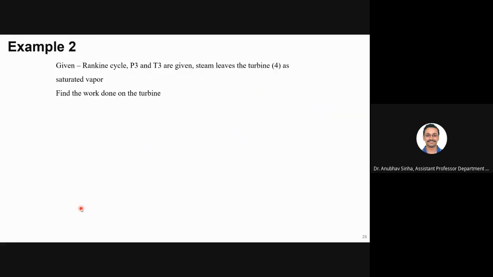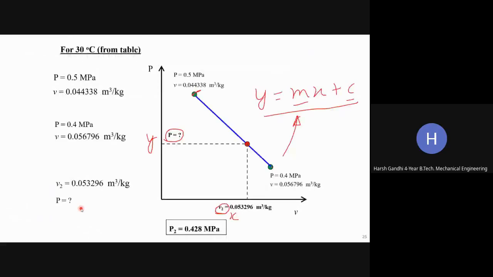So let us take another example. Let us say that we have a Rankine cycle. In the last slide, we are given that it is a superheated vapor with the 30 degree centigrade temperature, the constant temperature.